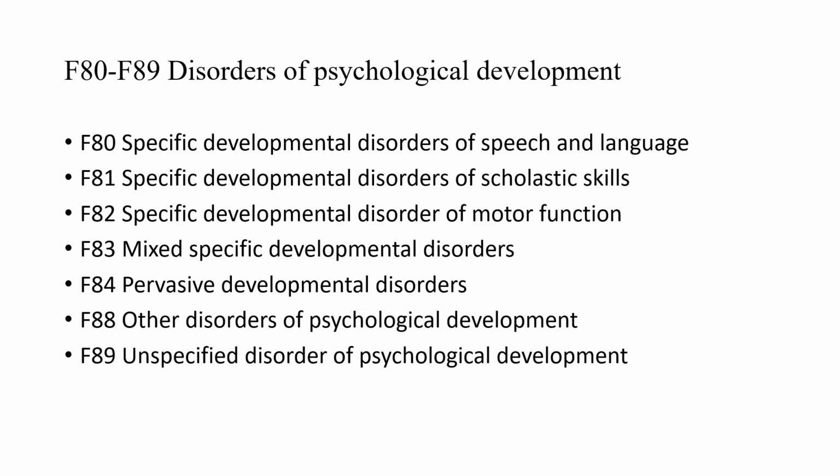F80 to F89 are the disorders of psychological development. Now we come from adults to children. Whenever there are issues with the development of a child, those disorders will be specified here. So, specific developmental disorder of speech and language. Here the children have a specific issue with their speech and language. Everything else will be fine, but their speech and language will be impaired.